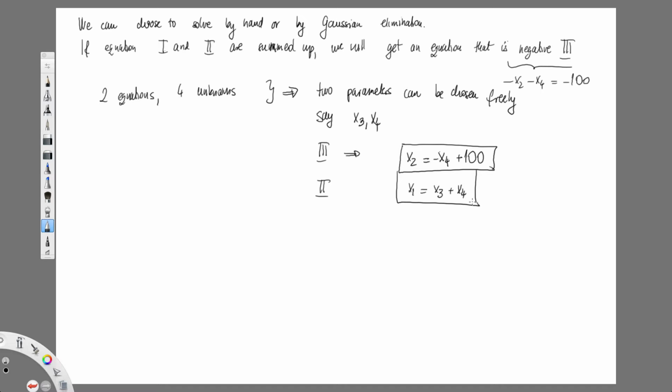Okay? And I'm just going to put in a side note. If we solved this via Gaussian elimination, one of the rows will turn out to be all zeros. Okay. All right, that is one example.